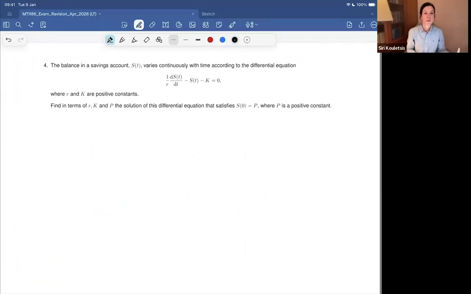Now, next question. The balance in a savings account S(t) varies continuously with time according to the differential equation 1 over r ds of t dt minus s of t minus k equals 0, where r and k are positive constants. Find, in terms of r, k, and p, the solution of this differential equation that satisfies s of 0 equals p, where p is a positive constant.